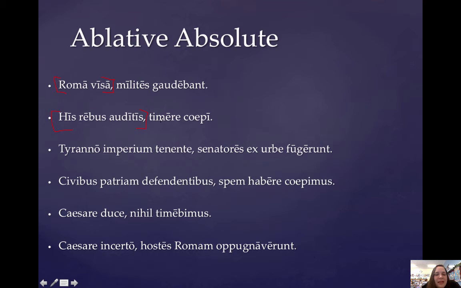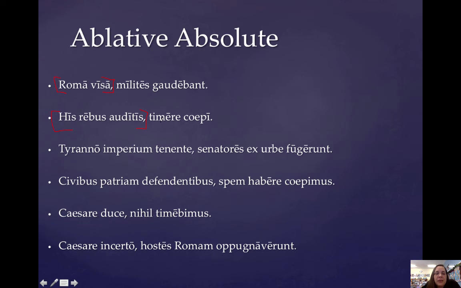Tyranno imperium tenente, senatores ex urbe fugerant, right? So with the tyrant holding power, the senators fled from the city. Or again, with the tyrant holding power is the most basic way to translate the ablative absolute. We could say, since the tyrant was holding power, the senators fled from the city.